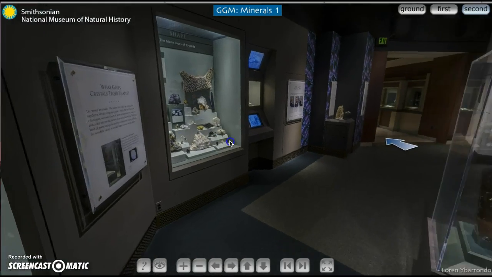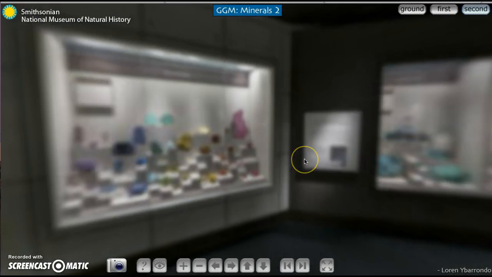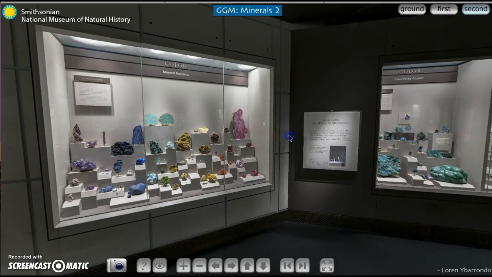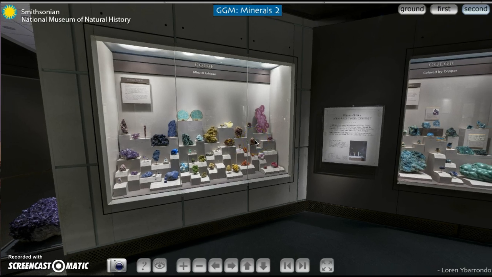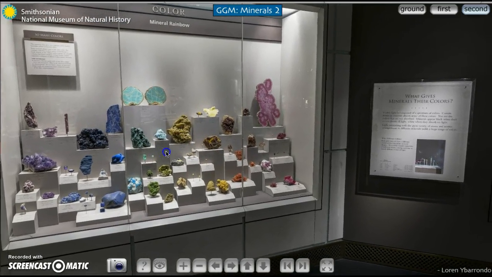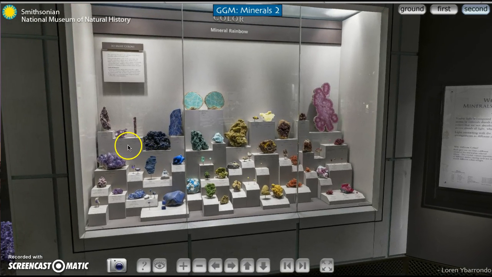We're going to head over to the color part of this, which is in Gems and Minerals section 2. If we look over here at this wall, it will show you how many different rainbows of colors you can make with the same substance. Basically, what happens is a gradient from dark purple to light pink can be formed because different base elements are added into the structure.